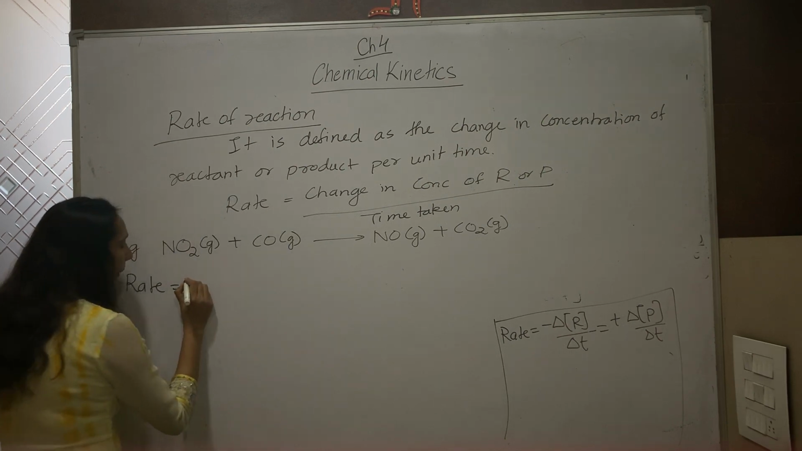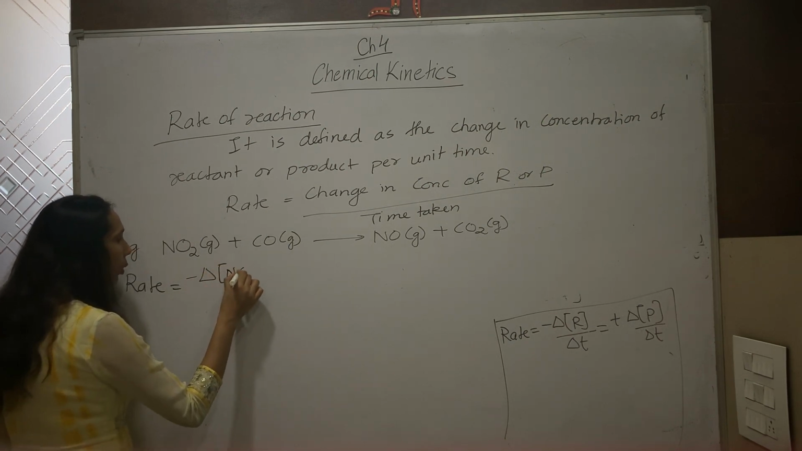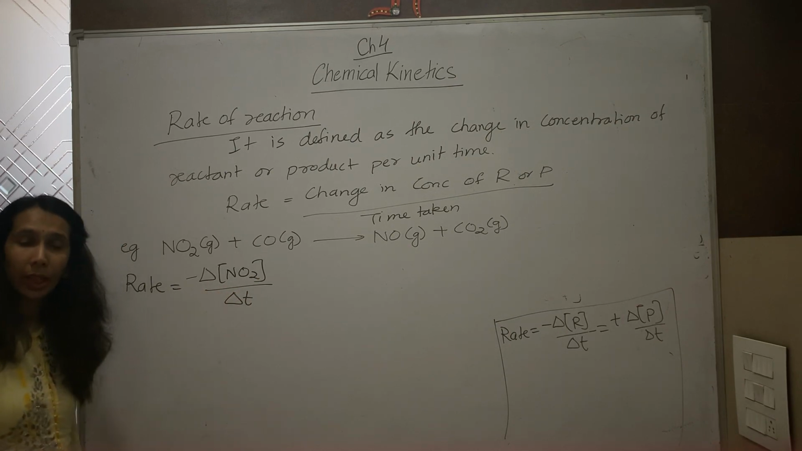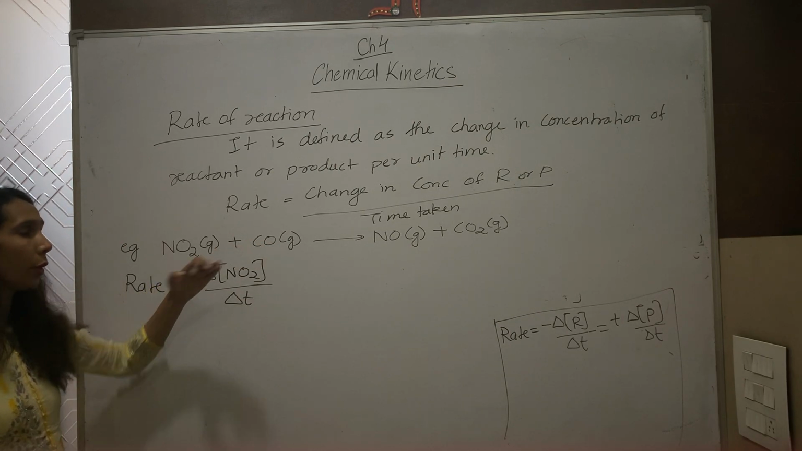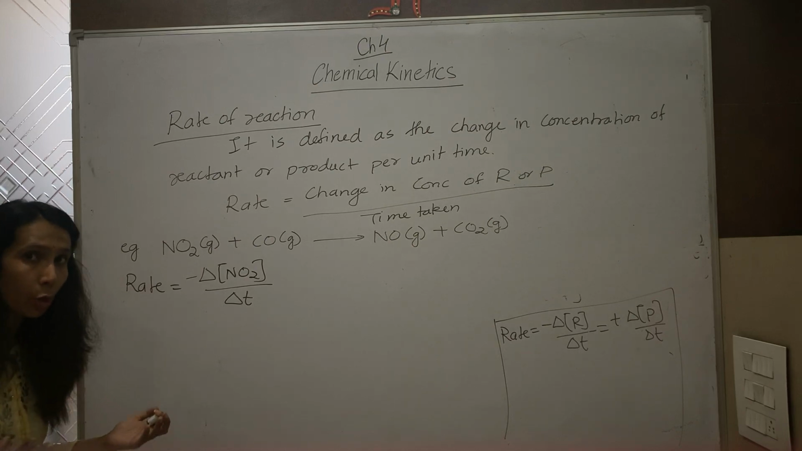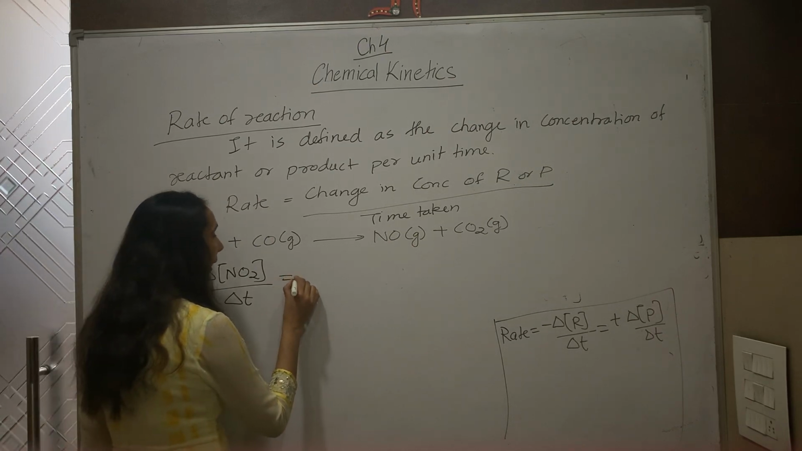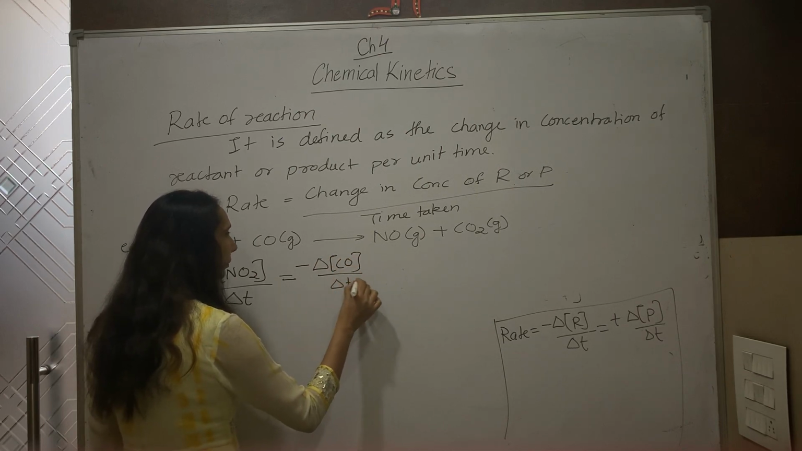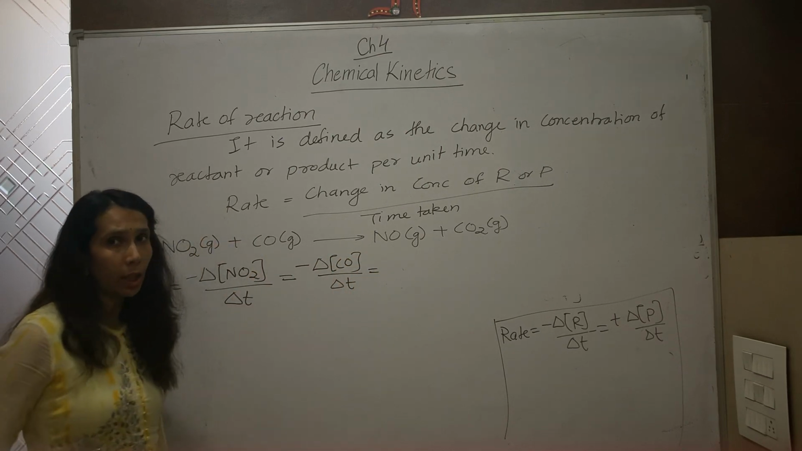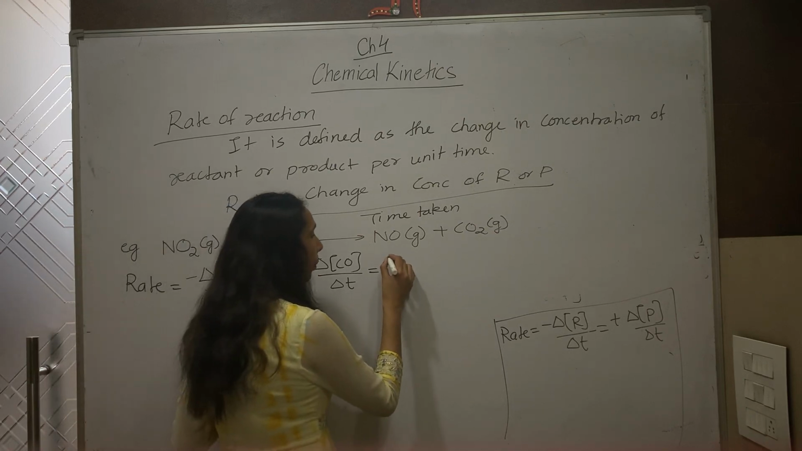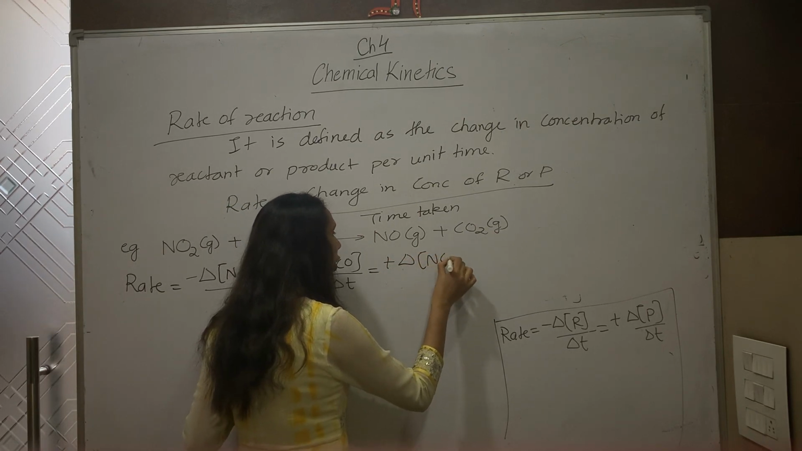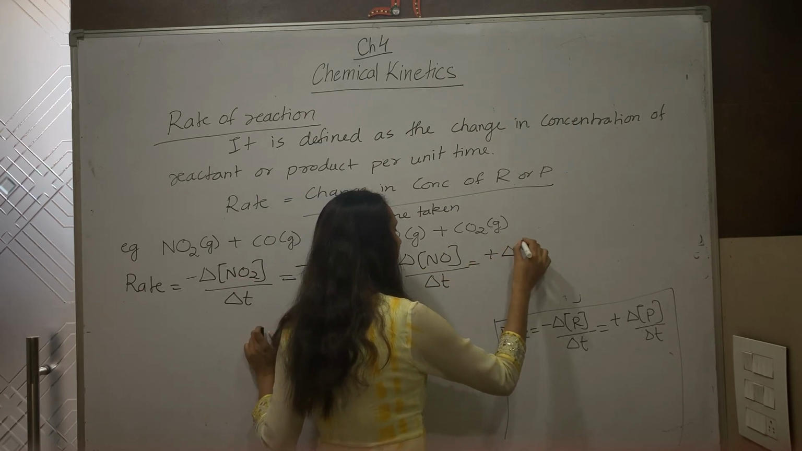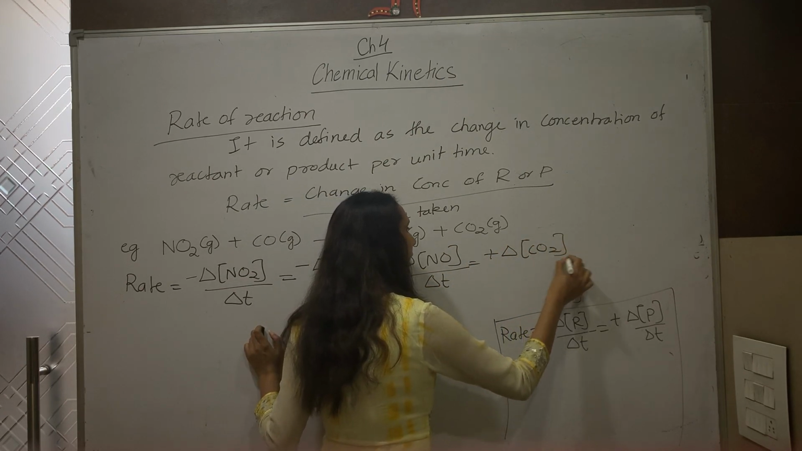So the expression will be negative delta NO2 by delta T, because it is a reactant, so a negative sign. Another child measures it in terms of CO. Their rate will come out to be the same. So I can write it equal to minus delta CO upon delta T. NO is the product, so my sign changes to positive because I know the concentration of product will increase. And the same with CO2.